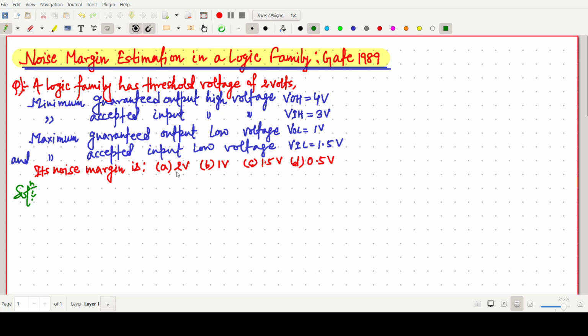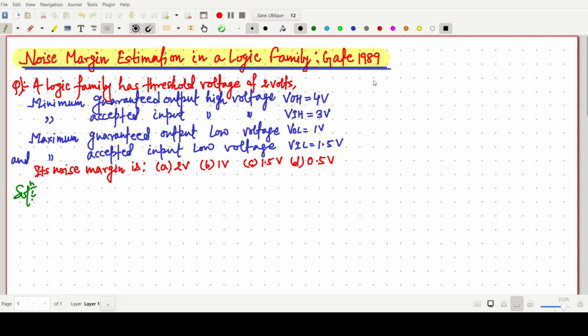So we have to find the noise margin. Then options are 2 volt, 1 volt, 1.5, and 0.5 volt. To solve such an easy question, no need to remember the formula. This somehow looks like an inverter circuit. Means VOH is given, VIH, VOL, VIL is given. So it is somehow the inverter circuit.